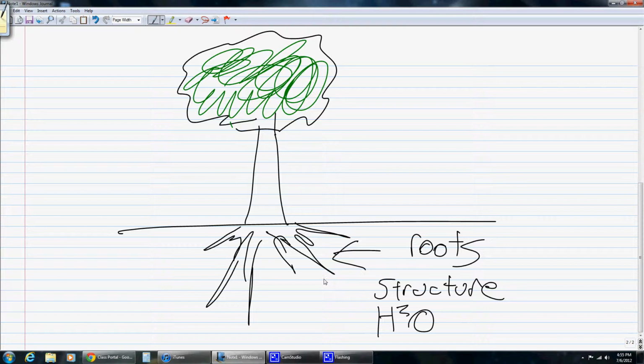Now, you can have two different types of roots. The ones that I drew here are kind of ugly, but you're going to have something like this called a fibrous root system, where you have roots that just kind of branch out in all directions. Or you can have the taproot system, where you're going to have a main root that comes right down the middle, so it would come down like this, and all the roots would branch off of it.